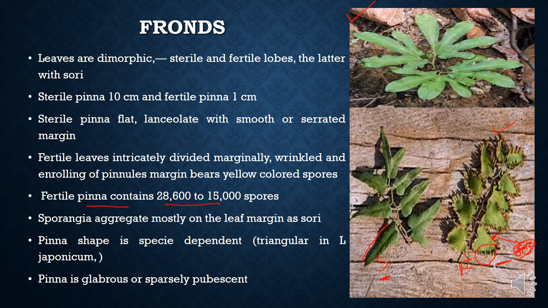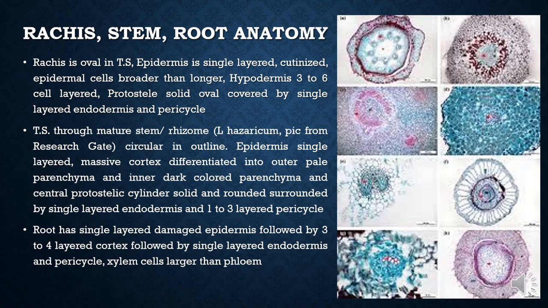Each of these fertile pinnae can contain as many as 28,000 to even 15,000 spores. All this sporangial region is found in the marginal region of the fertile pinna. The surface of the fertile pinna as well as the sterile pinna is either pubescent or glabrous. This picture I took from ResearchGate. You can also search it in Google Scholar.